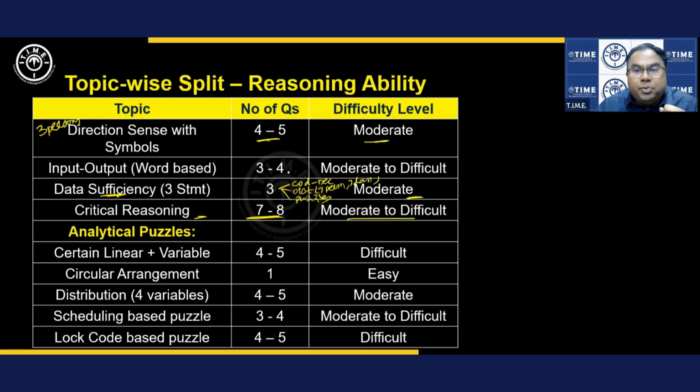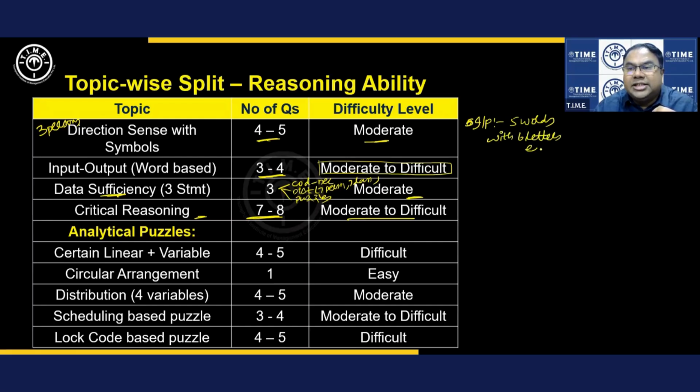Now, when it comes to input-output, there were 3 to 4 questions which were moderate to difficult. If you observe closely, it was an easy set, but in the given exam scenario, it is not that easy. So what happens is, we have step input. What happened was, in the input we have 5 words with 6 letters each.